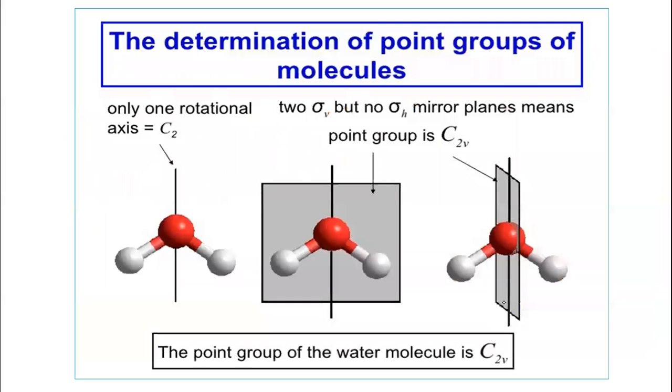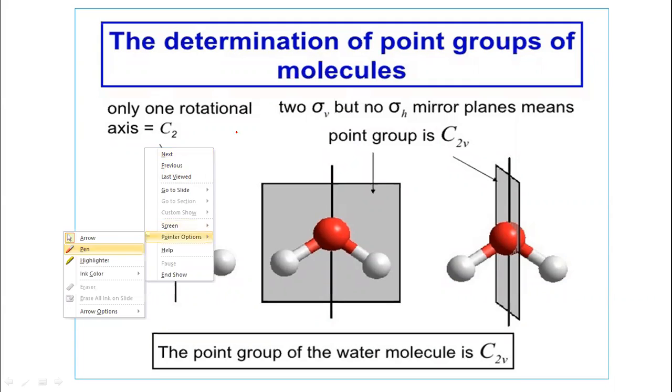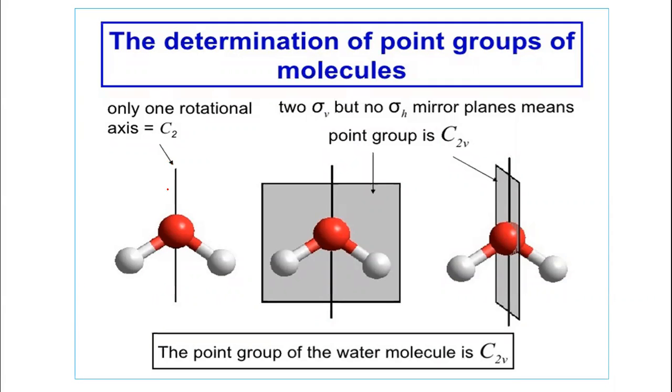Now let us see the third symmetry element. In this diagram you can see the example of the water molecule. If we rotate the water molecule around this axis, this is the line which shows the axis of symmetry, and rotate through 180 degrees, this atom will be here, this atom will be here. So the water molecule is having a C2 axis, that is shown here. Only one rotational axis the water molecule is having.